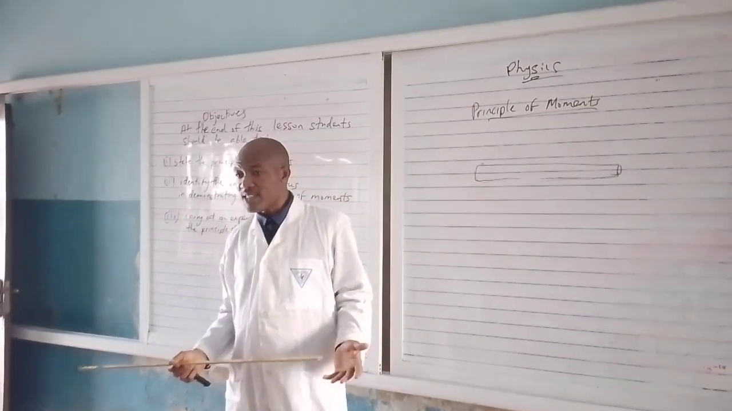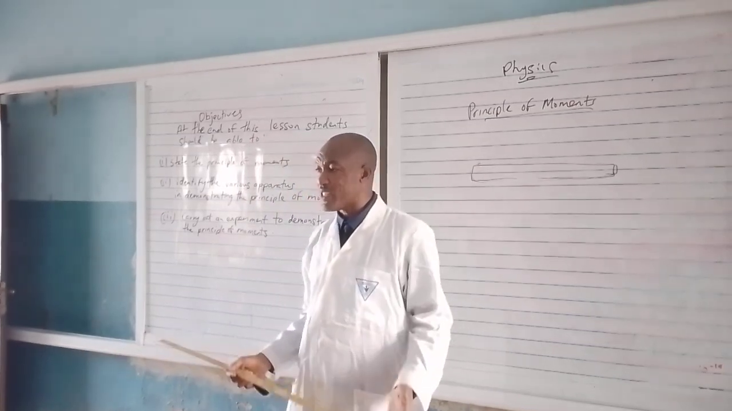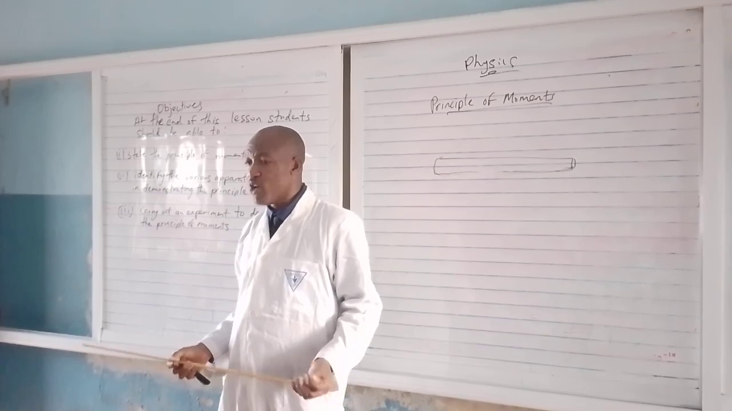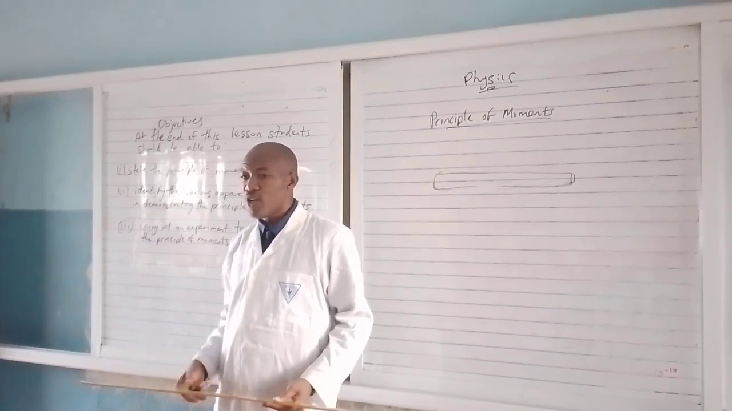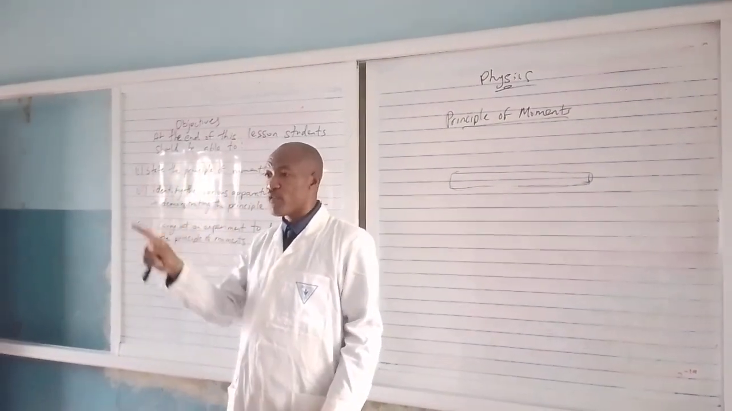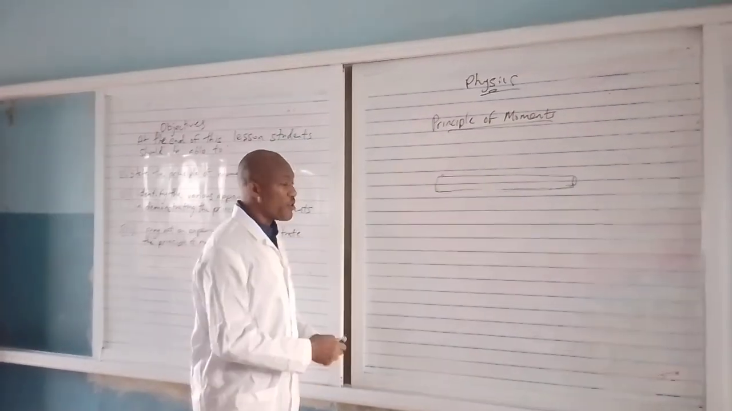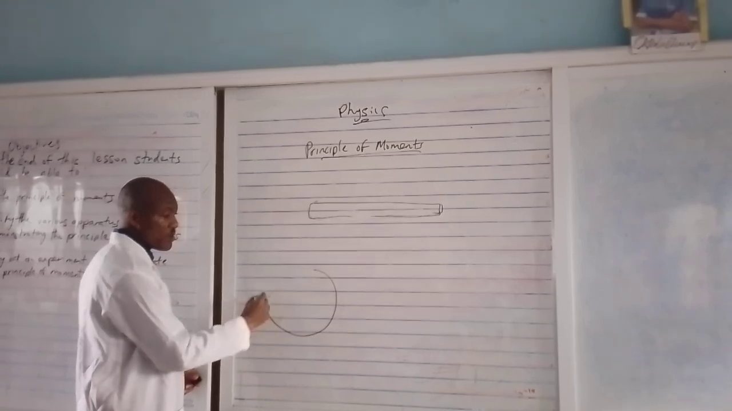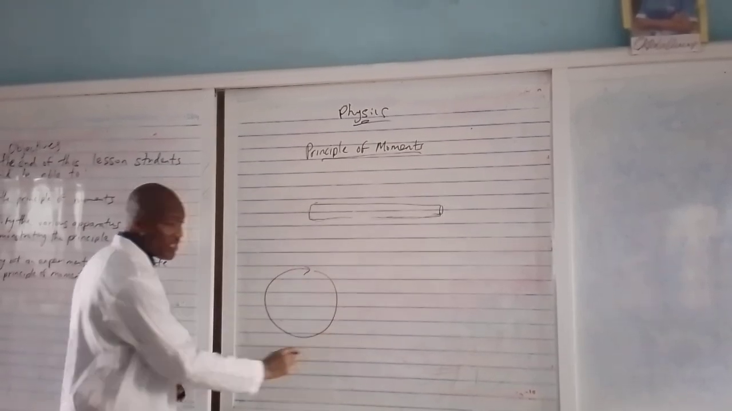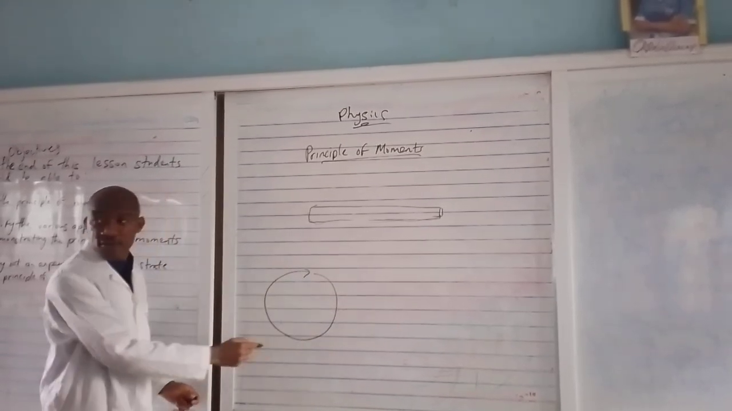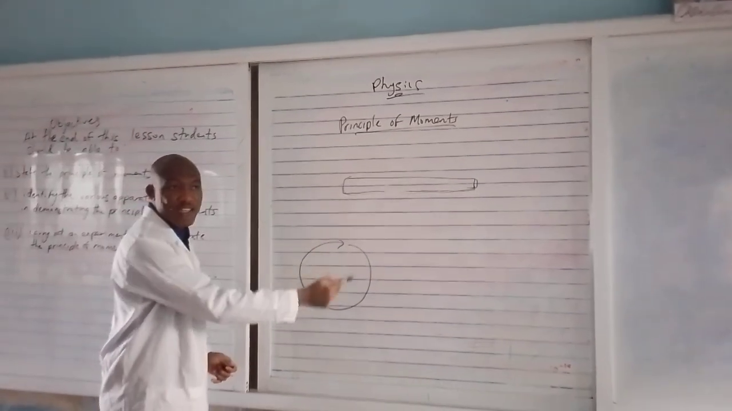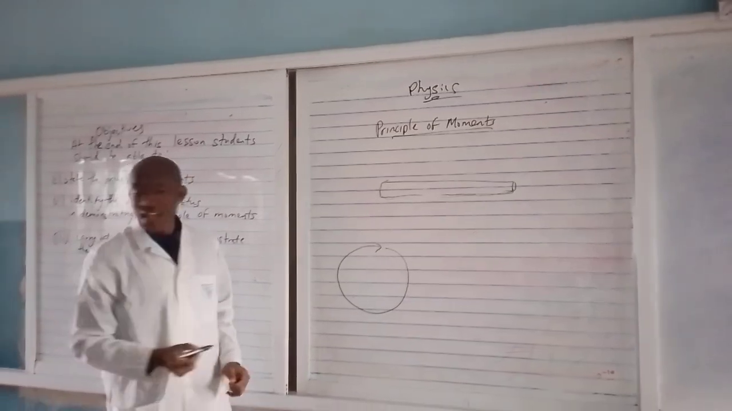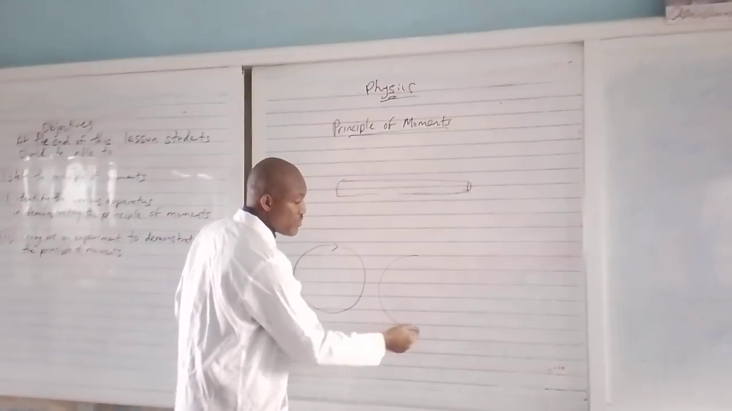Which states again that the sum of clockwise moments is equal to the sum of anti-clockwise moments. What do we mean by clockwise? Clockwise means moving in the direction of a clock. This is the board, for instance, and the direction of a clock will go this way. This direction is the direction of the hand of a clock. This is a clockwise moment. Anti-clockwise moment means something that is going this way.